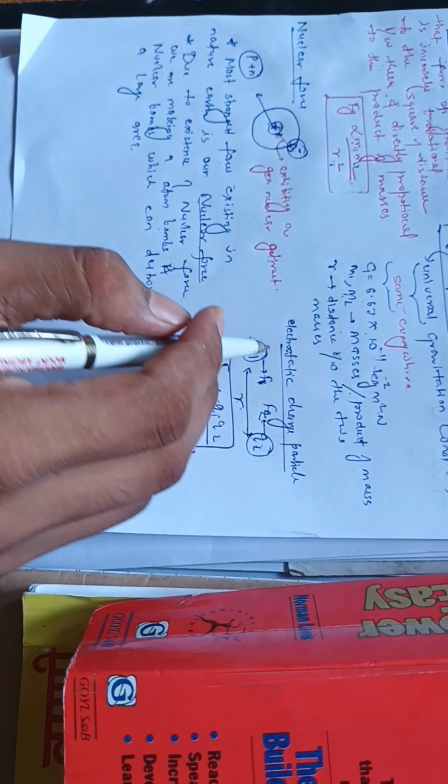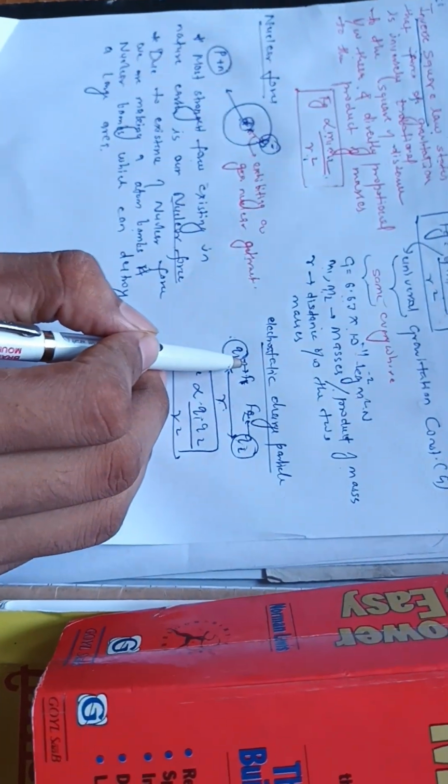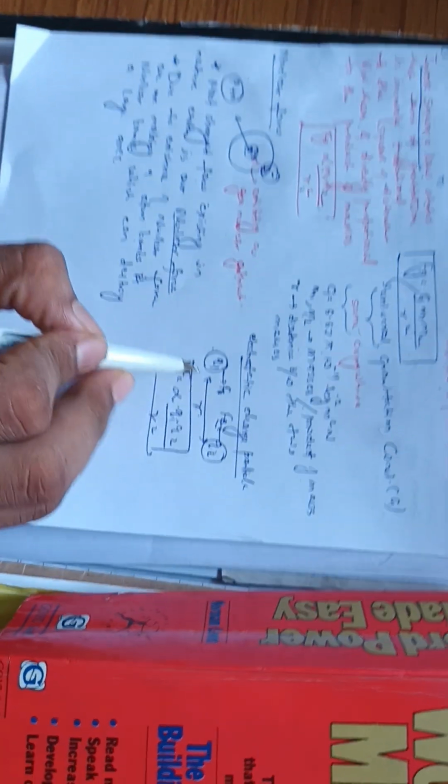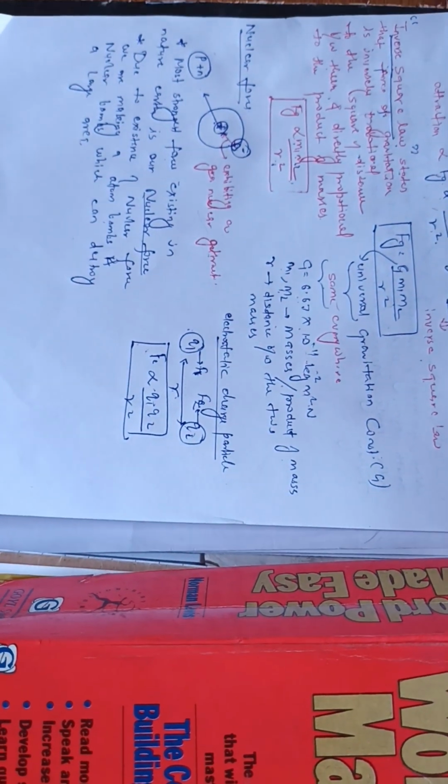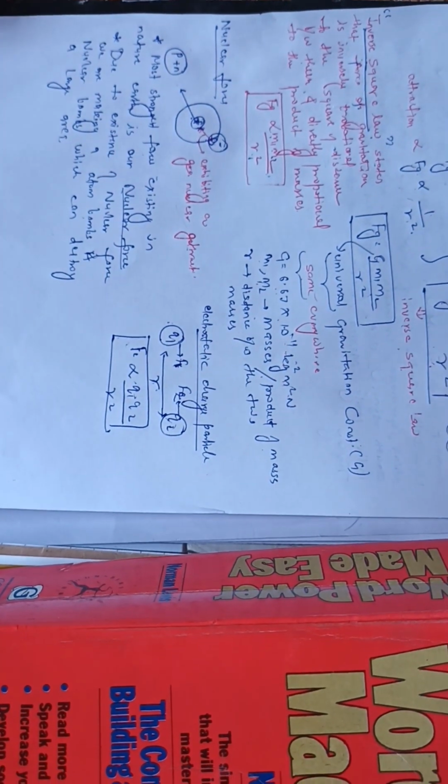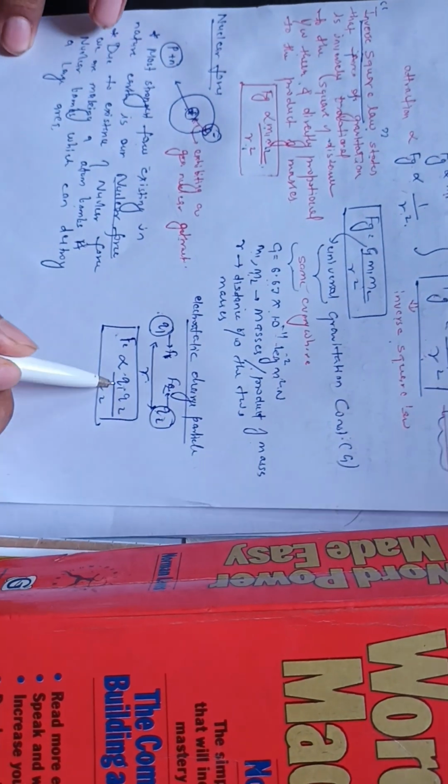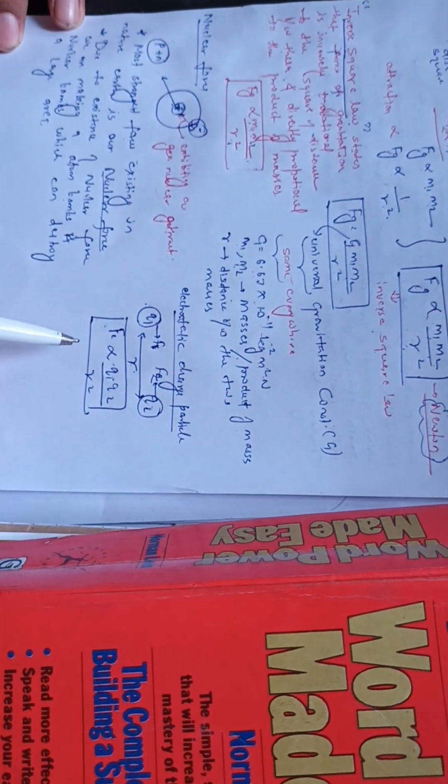Now, what is electrostatic force? Electrostatic force depends on charges. When two charges are kept at a distance r and they attract with forces F1 and F2, we can say F1 is directly proportional to Q1 Q2 divided by r square. So this is the electrostatic force between charged particles.